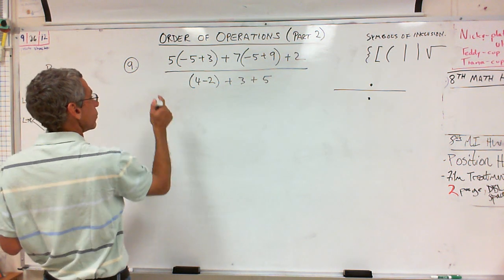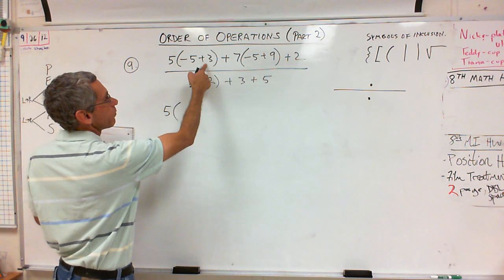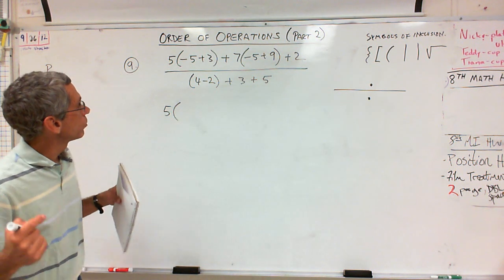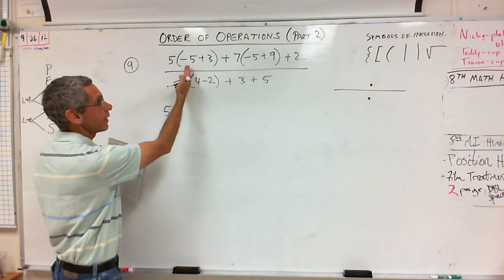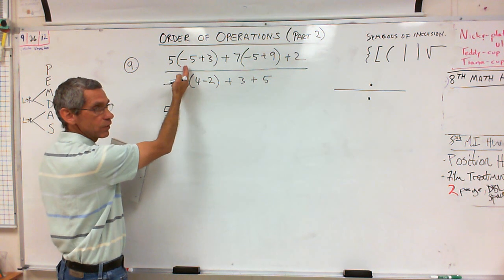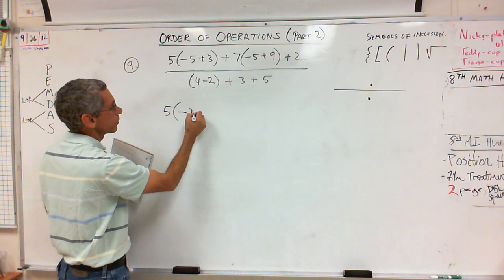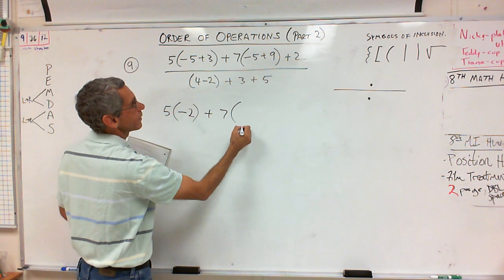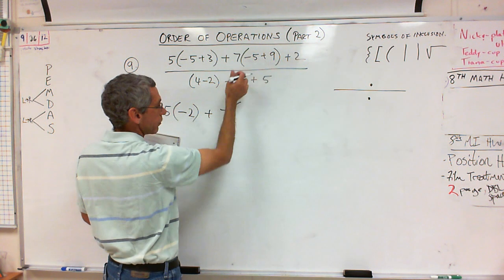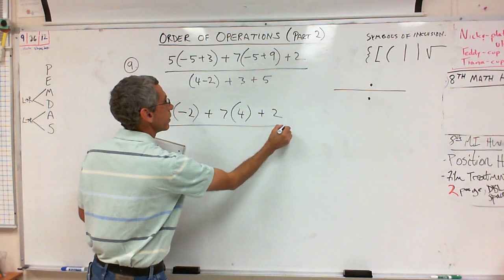So the first thing I'm going to do is my numerator. Inside my parentheses I have -5 plus 3, which is -2. That is correct. It's got to be negative because 5 is bigger than 3, so the negative is going to win. 3 from 5 is 2, so there's the number. And plus 7 parentheses. -5 plus 9 is the same as 9 minus 5, which is 4. Plus 2. Okay, all over.